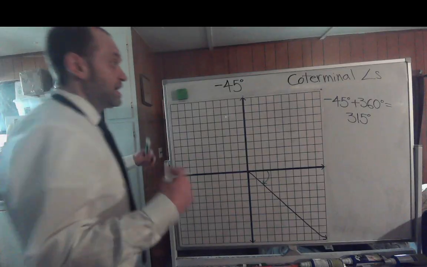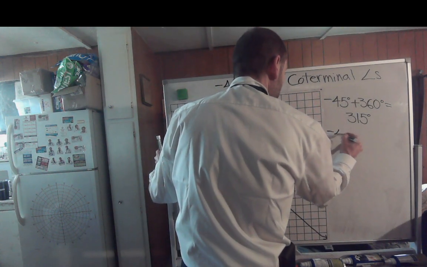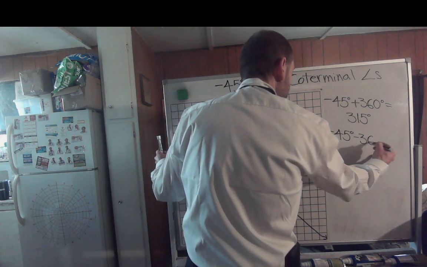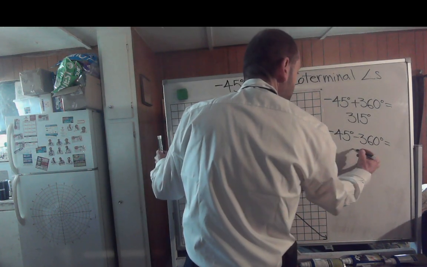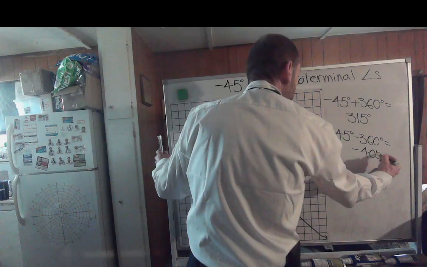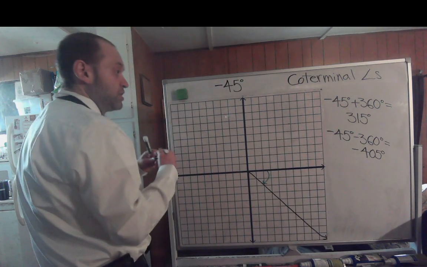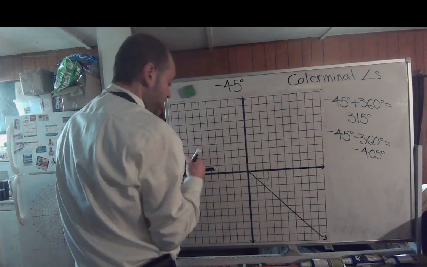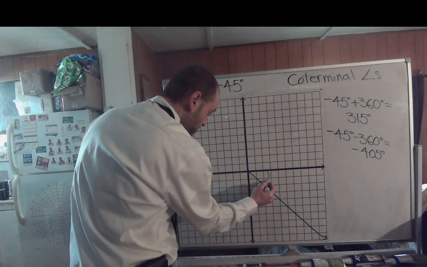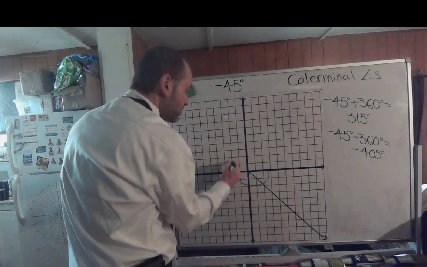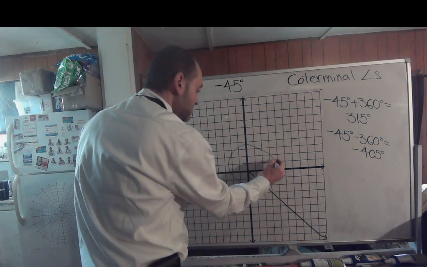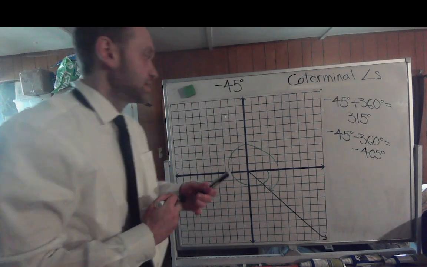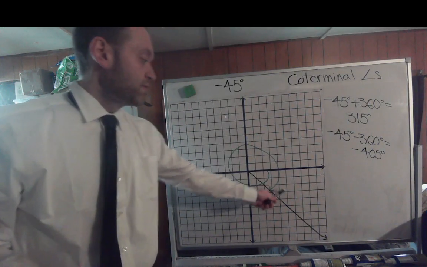Or if you want to find another negative angle for it, take that negative 45 degrees and subtract 360 degrees, you would end up getting negative 405 degrees. So that would actually mean you went clockwise around the circle once and then going all the way to 45. So I would be going all the way back around one time and then back to that 45 degree angle in the 4th quadrant, going clockwise. So there's my negative 405 degree angle.